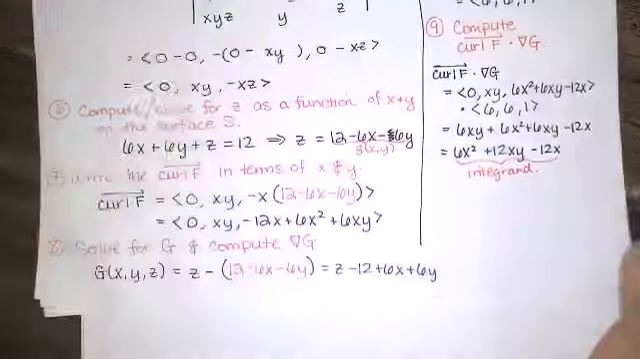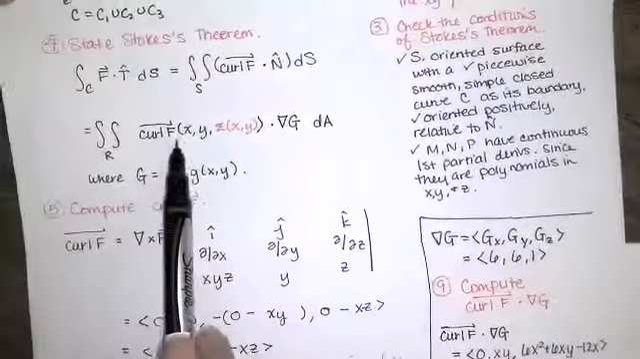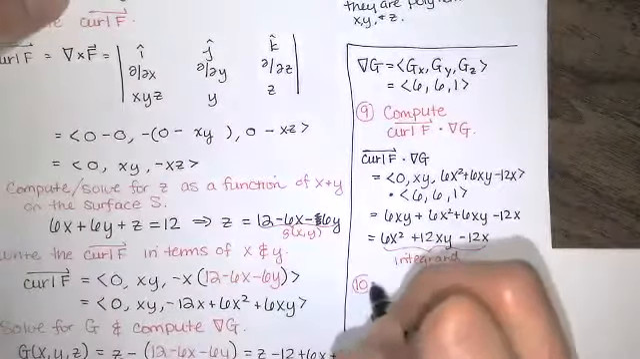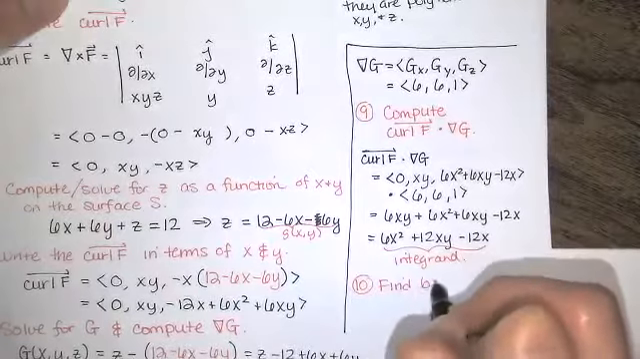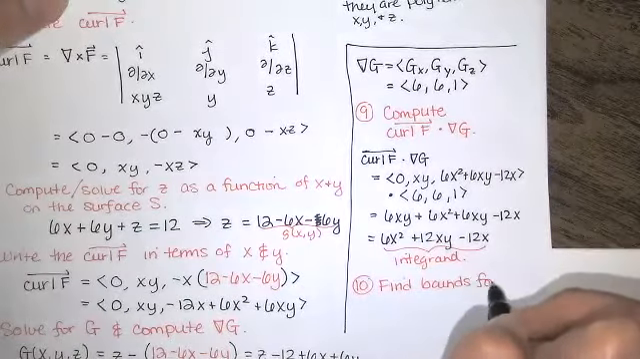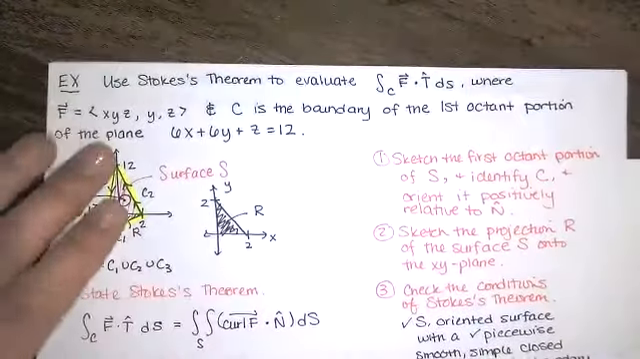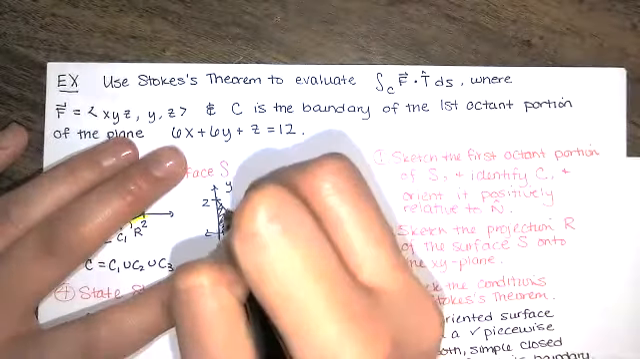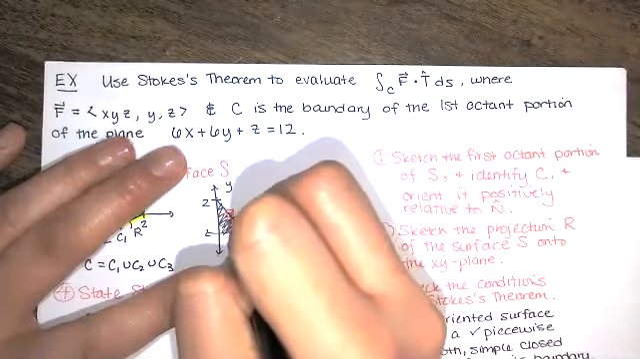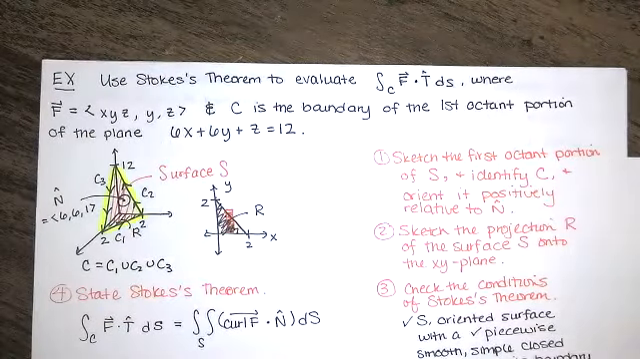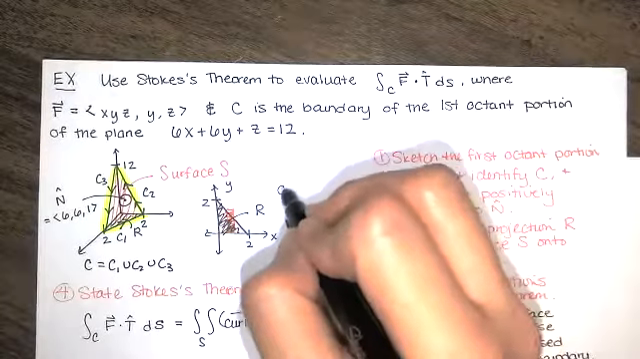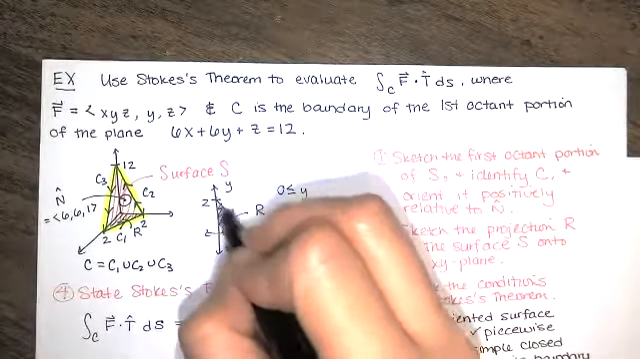Okay, great. Now let's look at it. We need bounds for R. So we find bounds for R, and we're right up here. You can let x go from a function to a function and let y go from a constant to a constant, or the other way around. Either way is fine. I'm just used to letting y go from a function to a function, so I'll do that. Y starts at 0, and then it ends at this line.